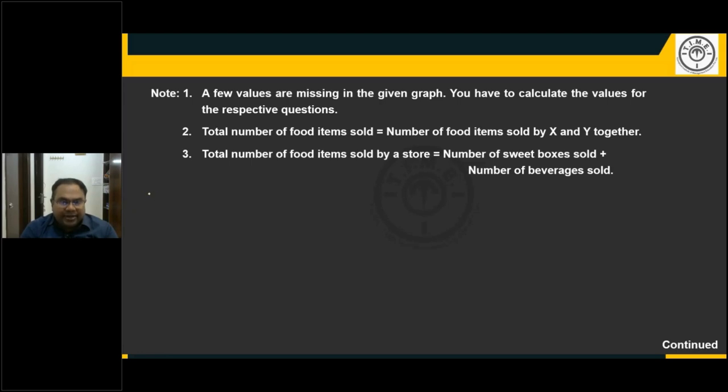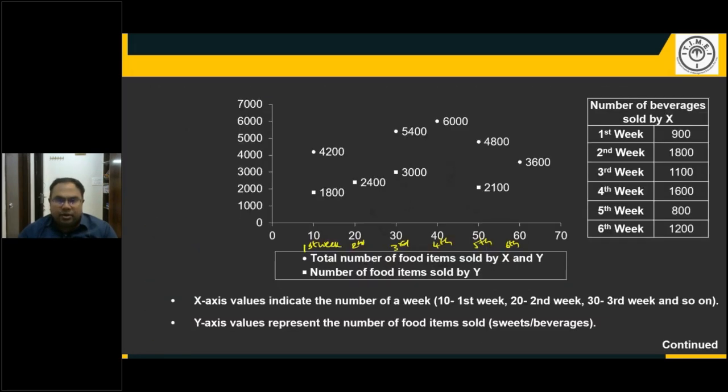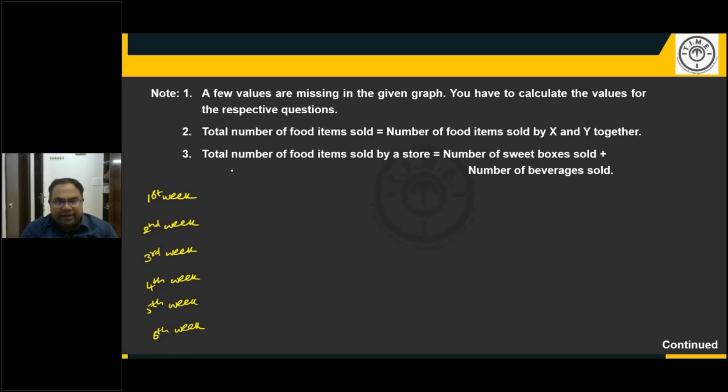So first week, second week, you might have done this. Third week, fourth week, fifth week, sixth week. Okay, fine. What is the total of X and Y I have? We know how much is Y. I can find out how much is X. This I can do.